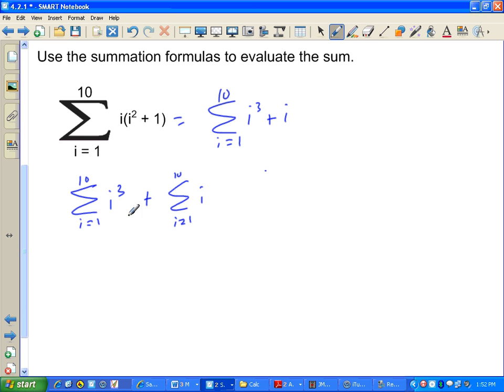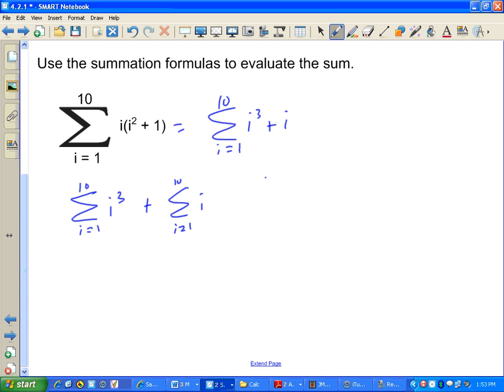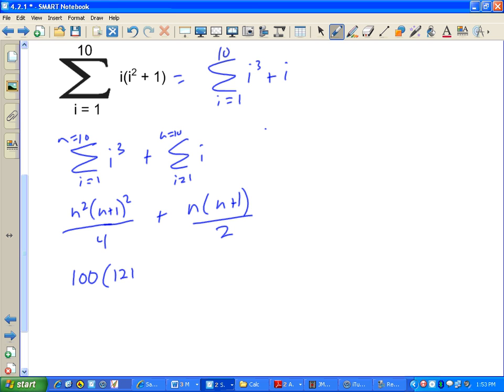Well, my i cubed, if I'm taking the sum of an i cubed, I can just turn it into this. It gets rid of the sum and just gives me a straight algebraic expression. So n squared, n plus 1 squared over 4. That's what this turns into. And this is just i, which is n plus 1 over 2. And remember, this is our n. It's going up to 10, so I just have to plug 10 in for all these n's. So I have 10 squared is 100, times 11 squared, which is 121, over 4, plus 10 times 11 over 2.